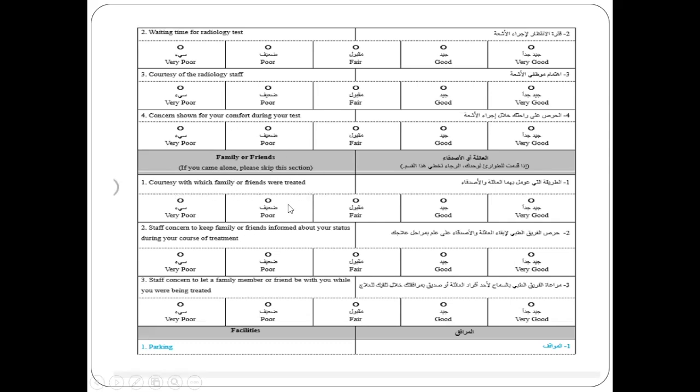So we also have to involve the family and friends. Staff concerned to keep your family and your friends informed about your status. Staff concerned to let a family member or friend be with you while being treated. Meaning someone has to be able to come in with me. We didn't prevent them from entering there. But not the whole family, just one person or so.